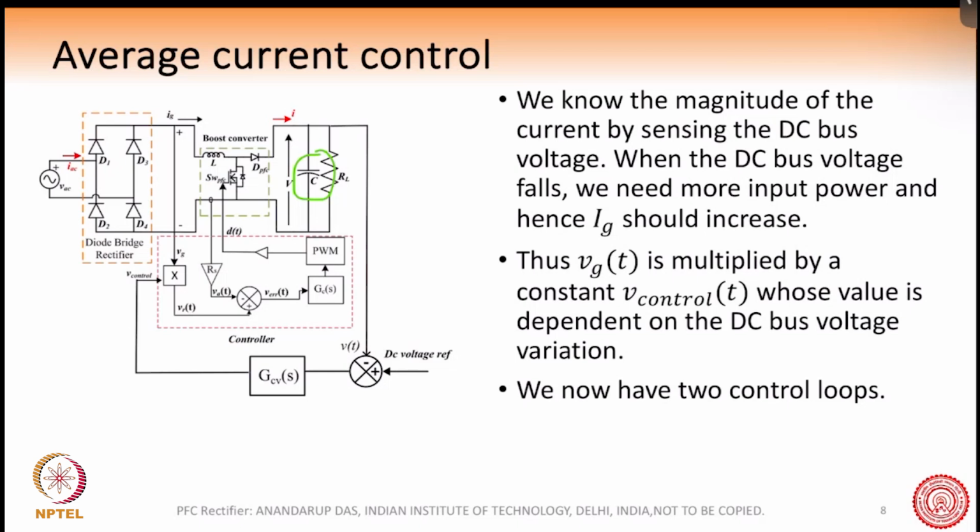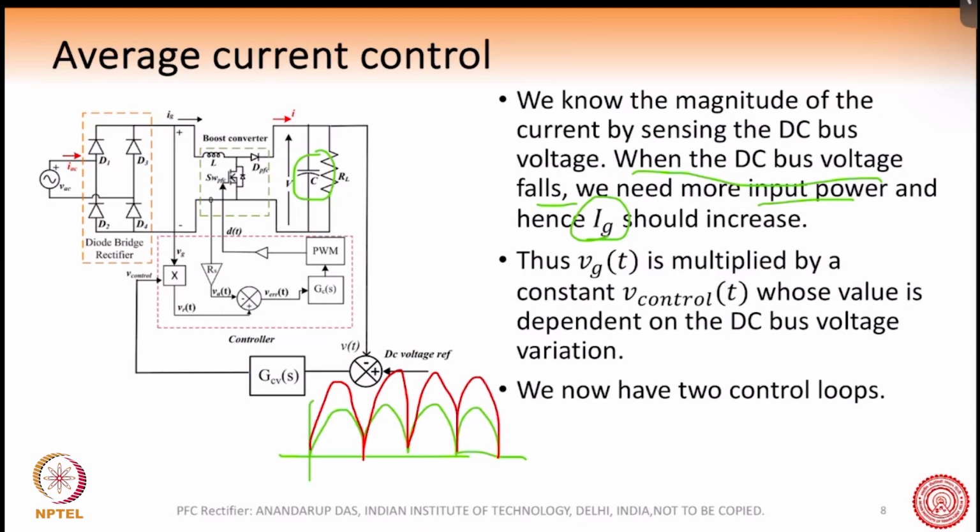So when the DC bus voltage falls, we need more input power, and hence this Ig should increase. For example, if you see this Ig waveform here, if the power drawn is more, then the value of Ig should increase, and vice versa. So this is more power, P more.